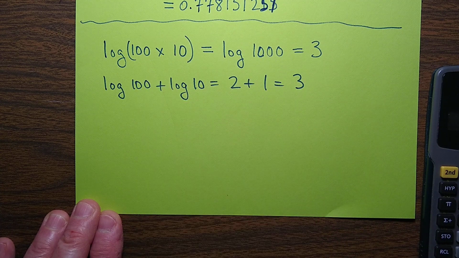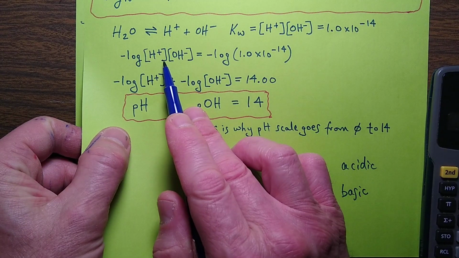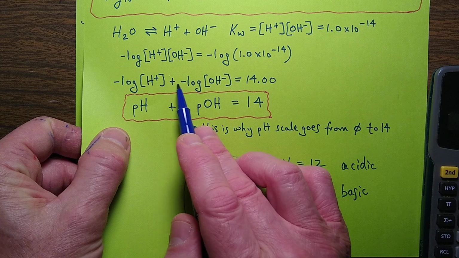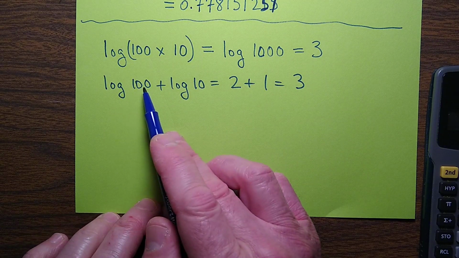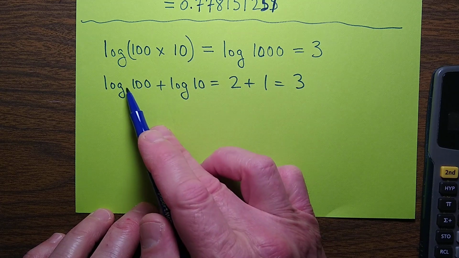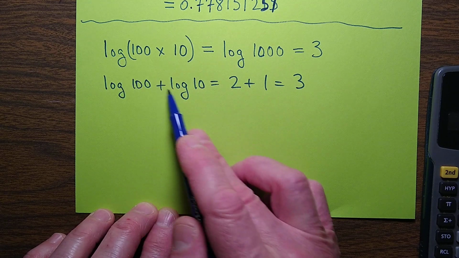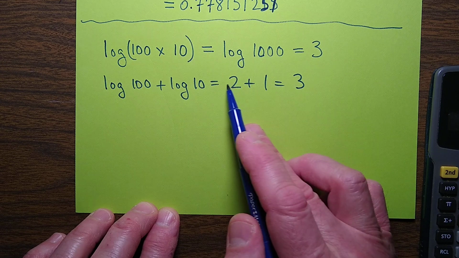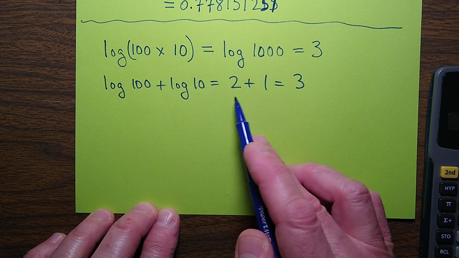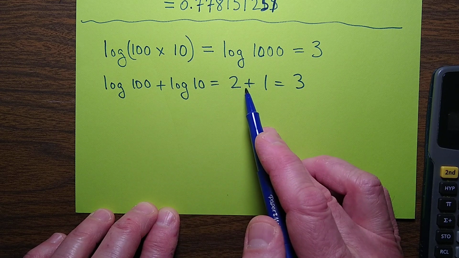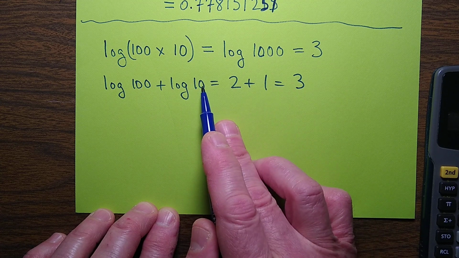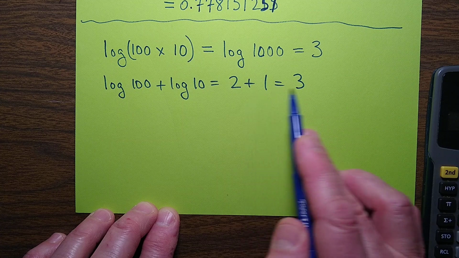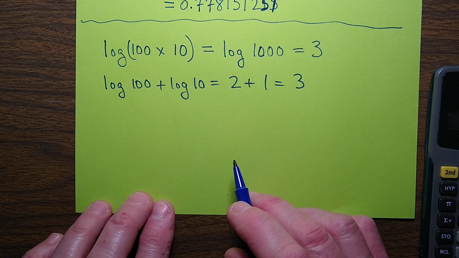Well, I just showed you on the previous slide that the logarithm of a product is equal to the sum of the logarithms. And this proves it. I can just split this up as the logarithm of 100 plus the logarithm of 10. The logarithm of 100 is 2, because 10 to the second power is 100. And 10 to the first power is 10. So 2 plus 1 is 3. 3 equals 3. It works out.